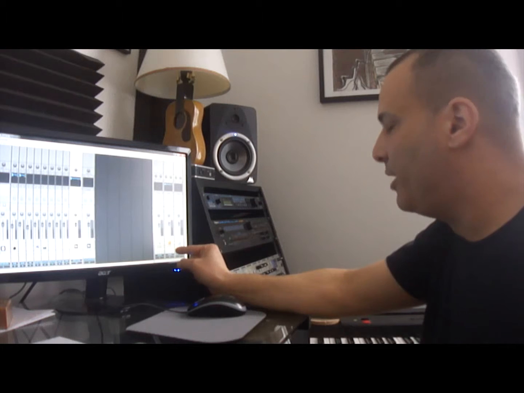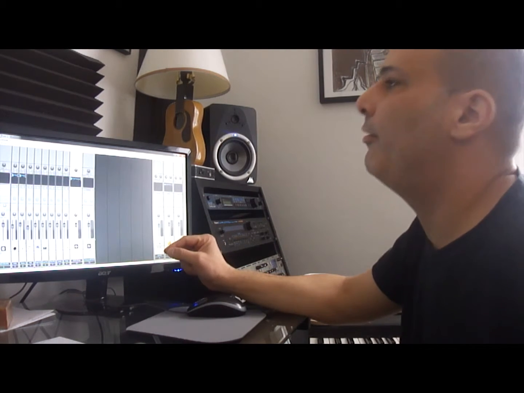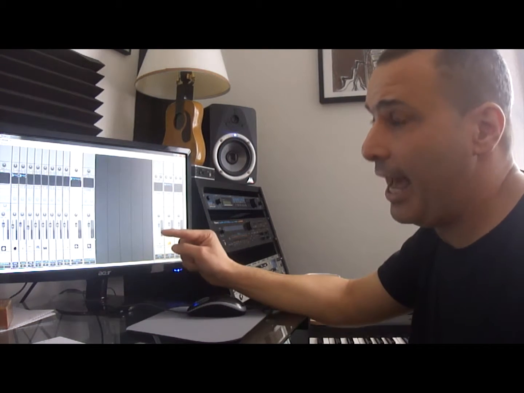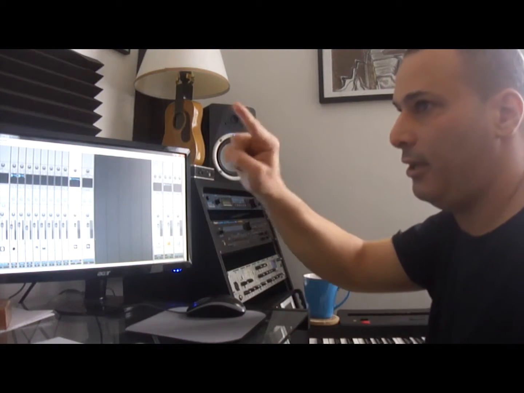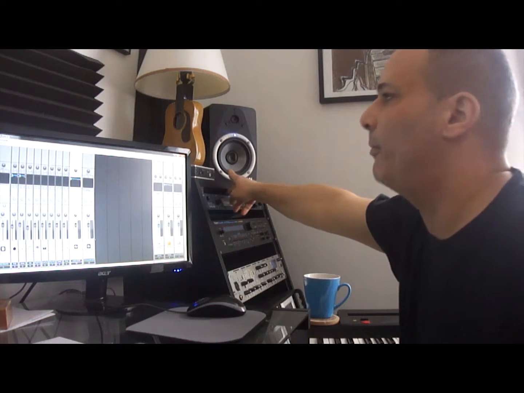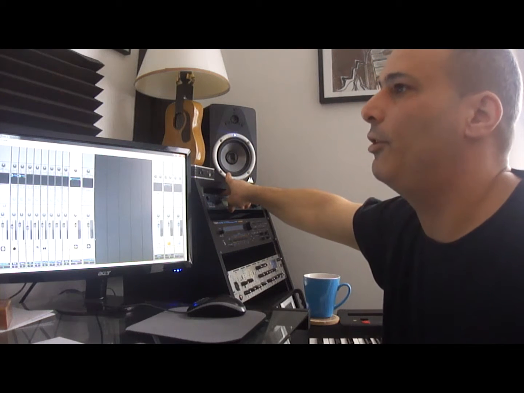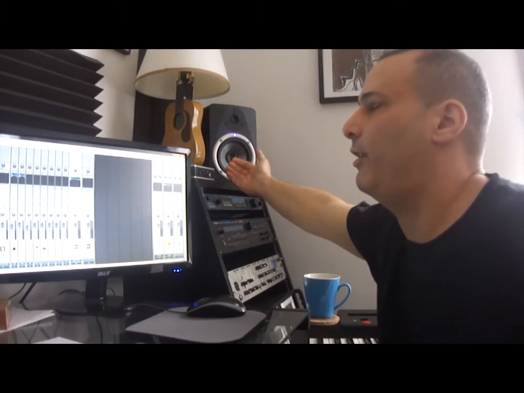After the signal leaves the master bus, it is converted from digital back to analog and is sent out of the main outs in my interface to my studio monitors, which convert the electrical impulse back into pressure variations in the air.